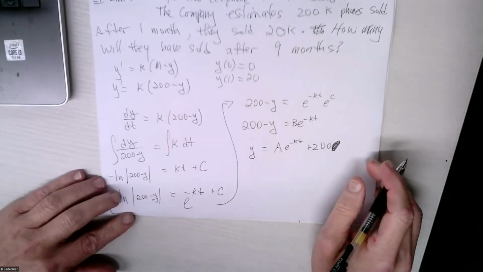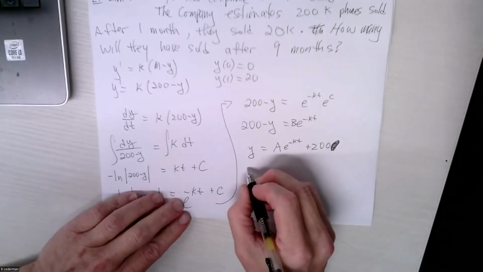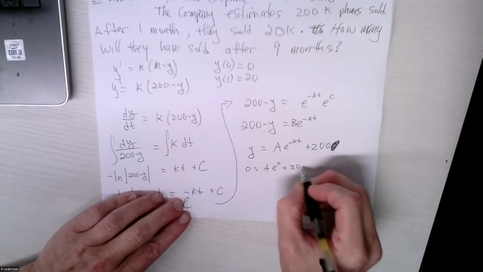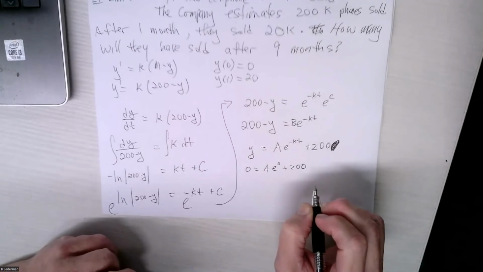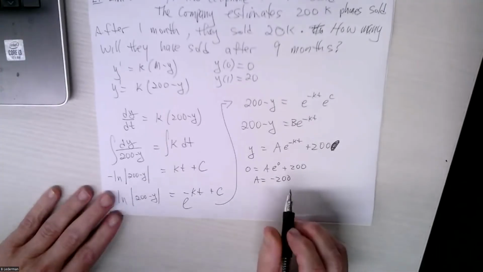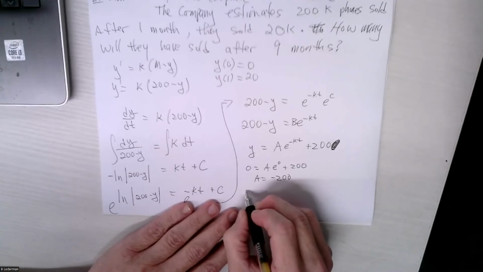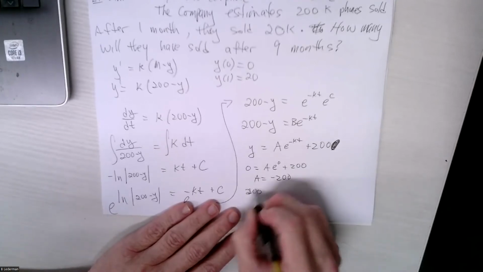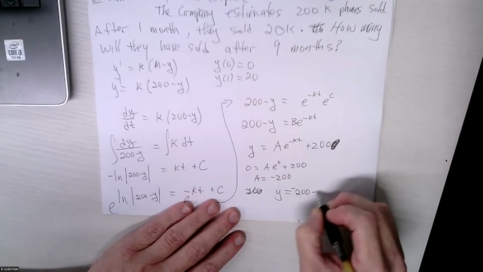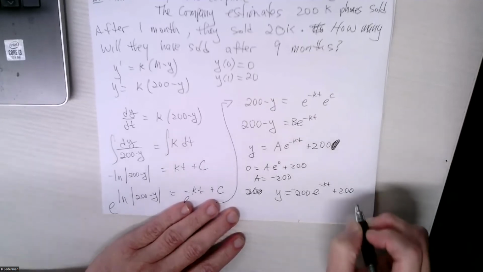So we're going to use the fact that y of 0 equals 0. So 0 is equal to a times e to the 0 plus 200, which means that a equals negative 200. Just solve for a, and that gives me y equals negative 200 e to the negative kt plus 200.